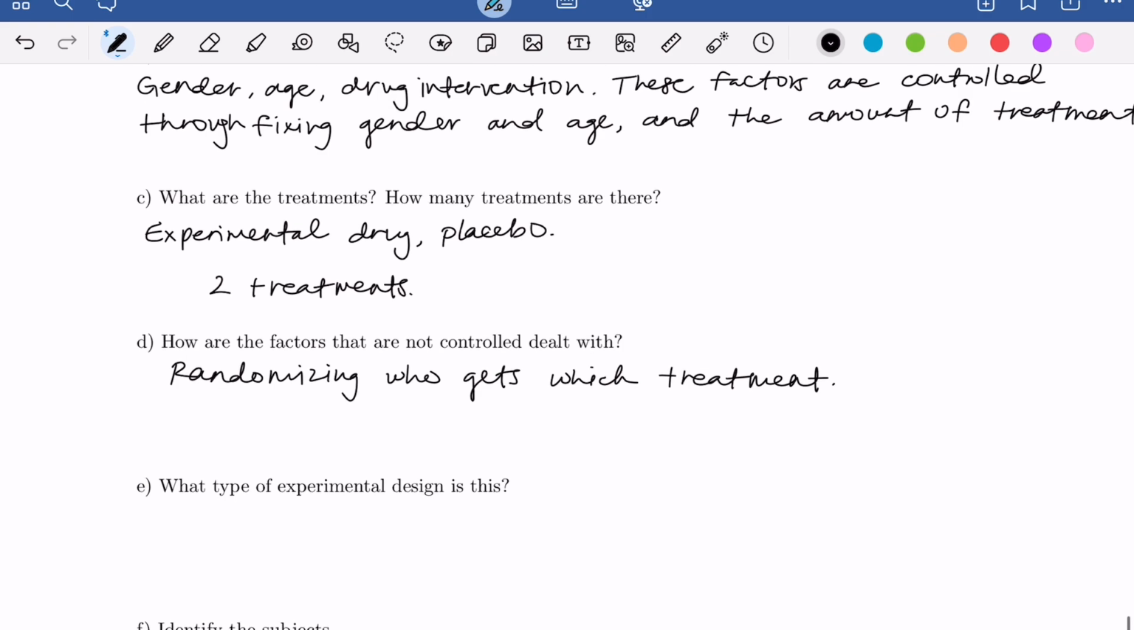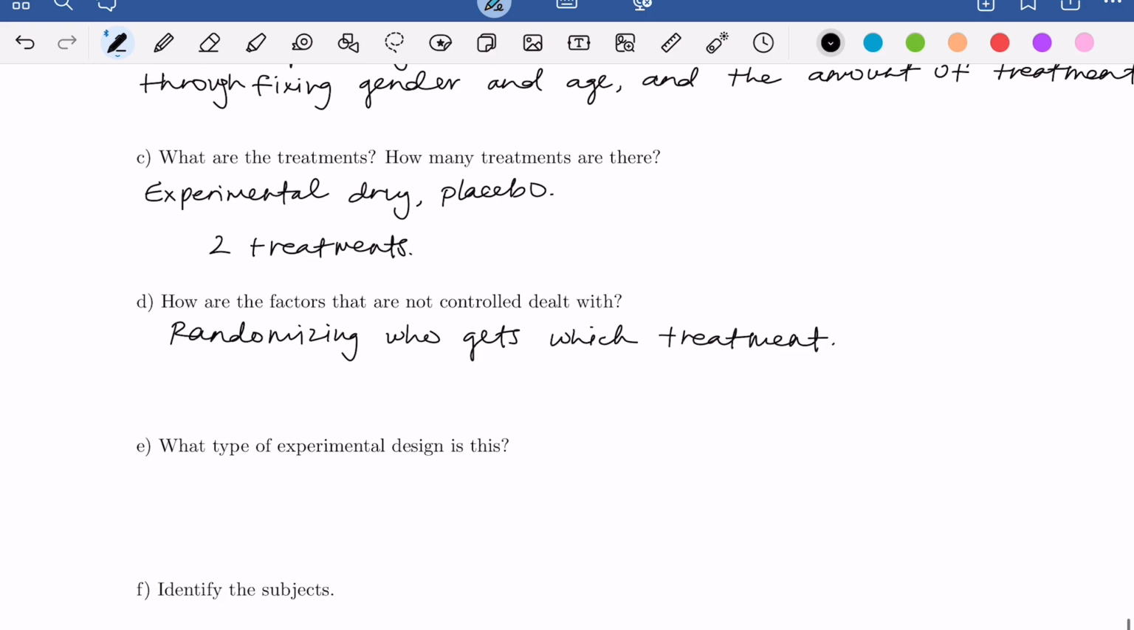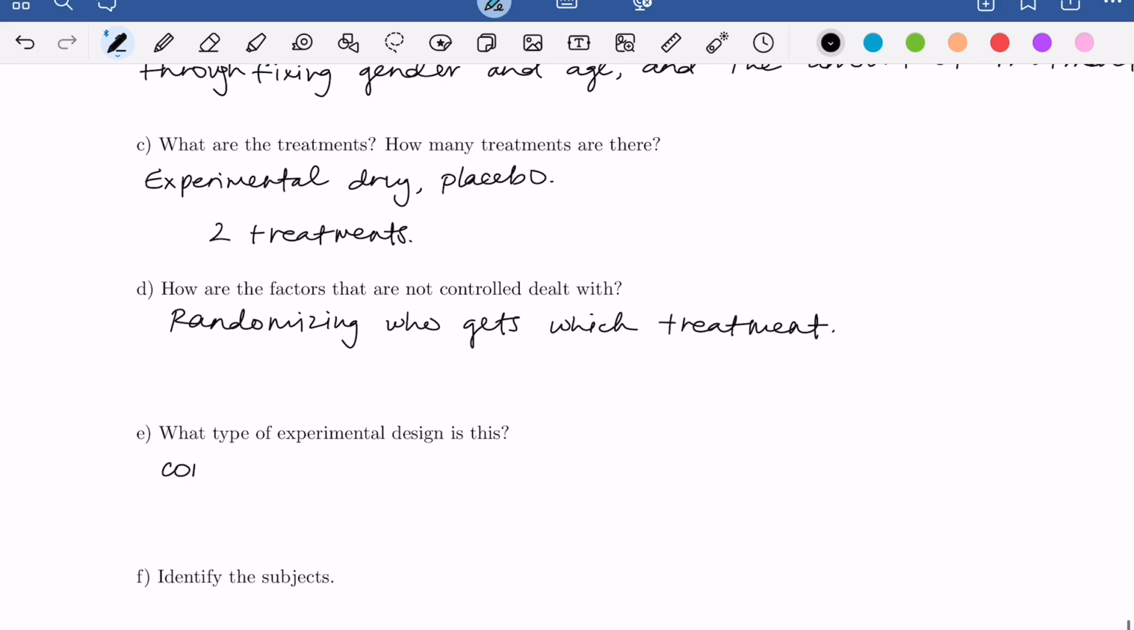All right. Now for part E, what type of experimental design is this? This is going to be called a completely randomized design. Now in this type of experiment, the subjects are assigned to treatments randomly. So that's exactly what we have here. So completely, let's write this nicer.